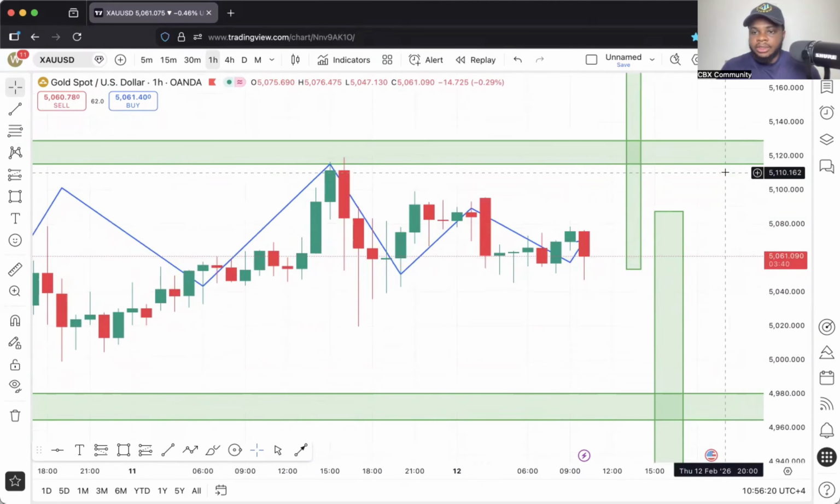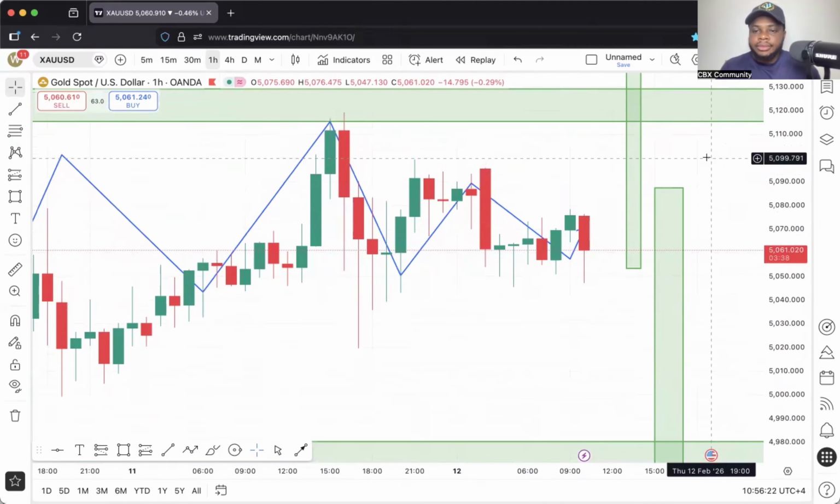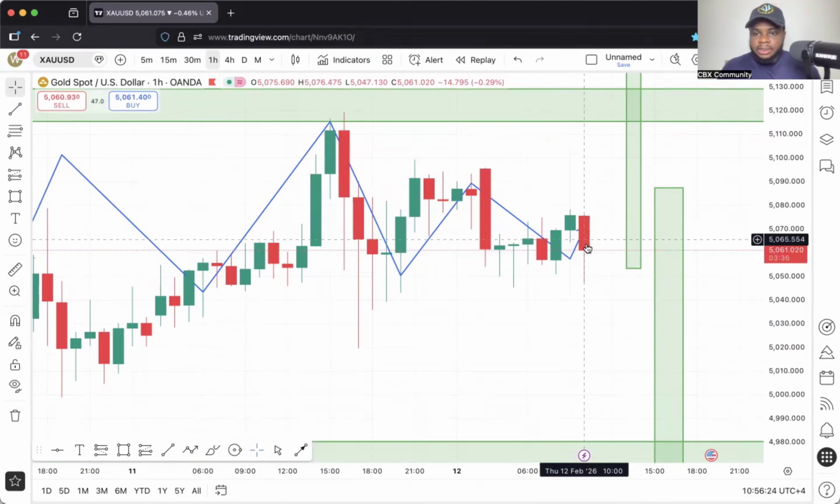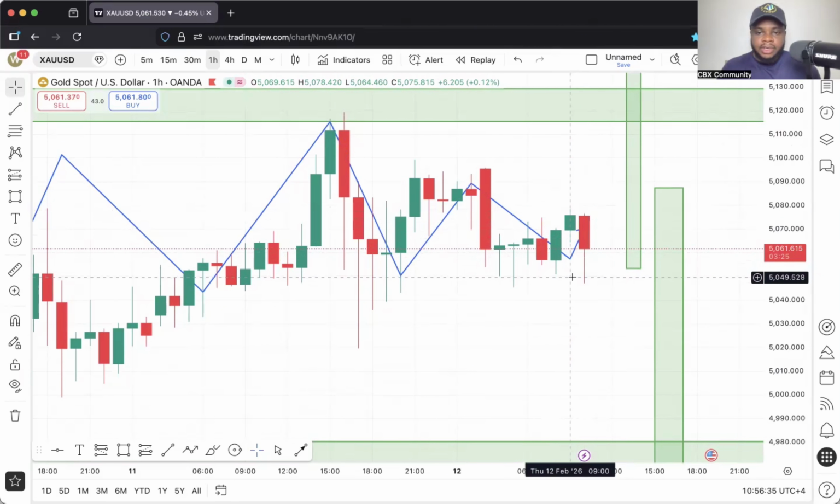Let me zoom the chart a little bit. So this recent 1 hour candle has broken the low of this bullish candle, but this candle didn't break the high of this bullish candle. So it's very important for us to pay attention to what the market condition is printing.